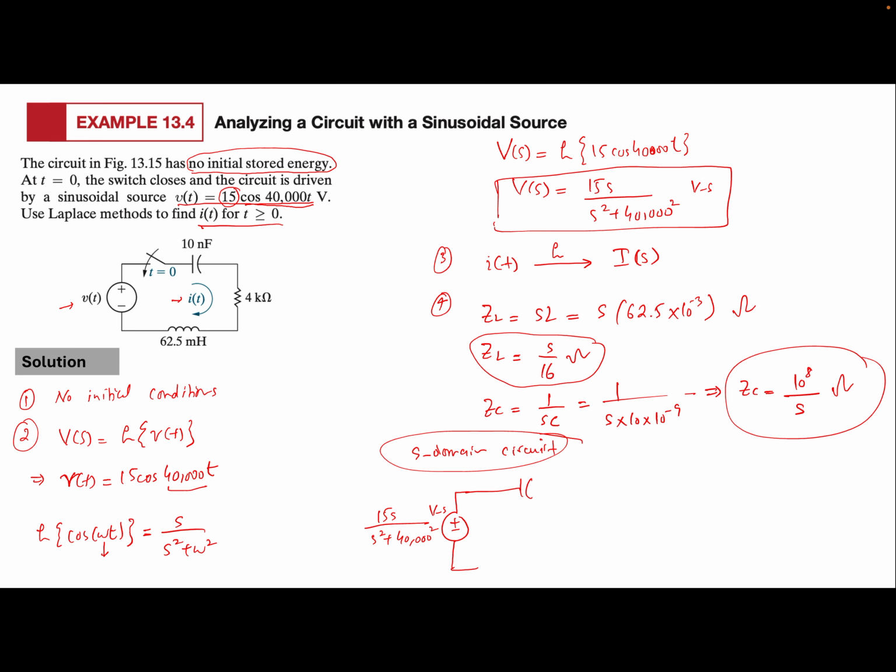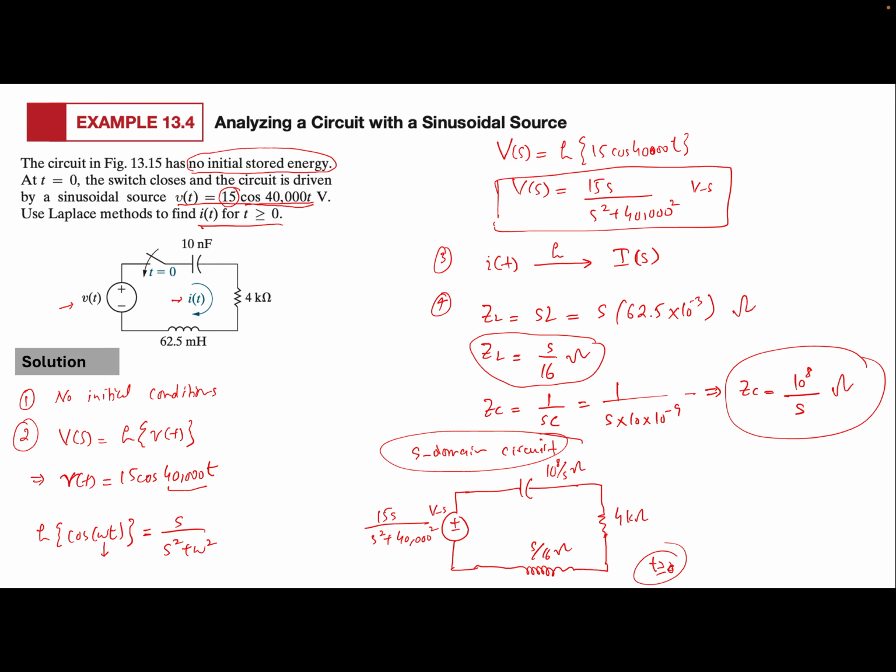Then my capacitor impedance ZC, which is 10 to the 8 over S ohms. And then my resistance, which will remain 4 kilo ohms. And my inductance, which will come out to be S over 16 ohms. So this is my S domain circuit for time t greater than or equal to 0.